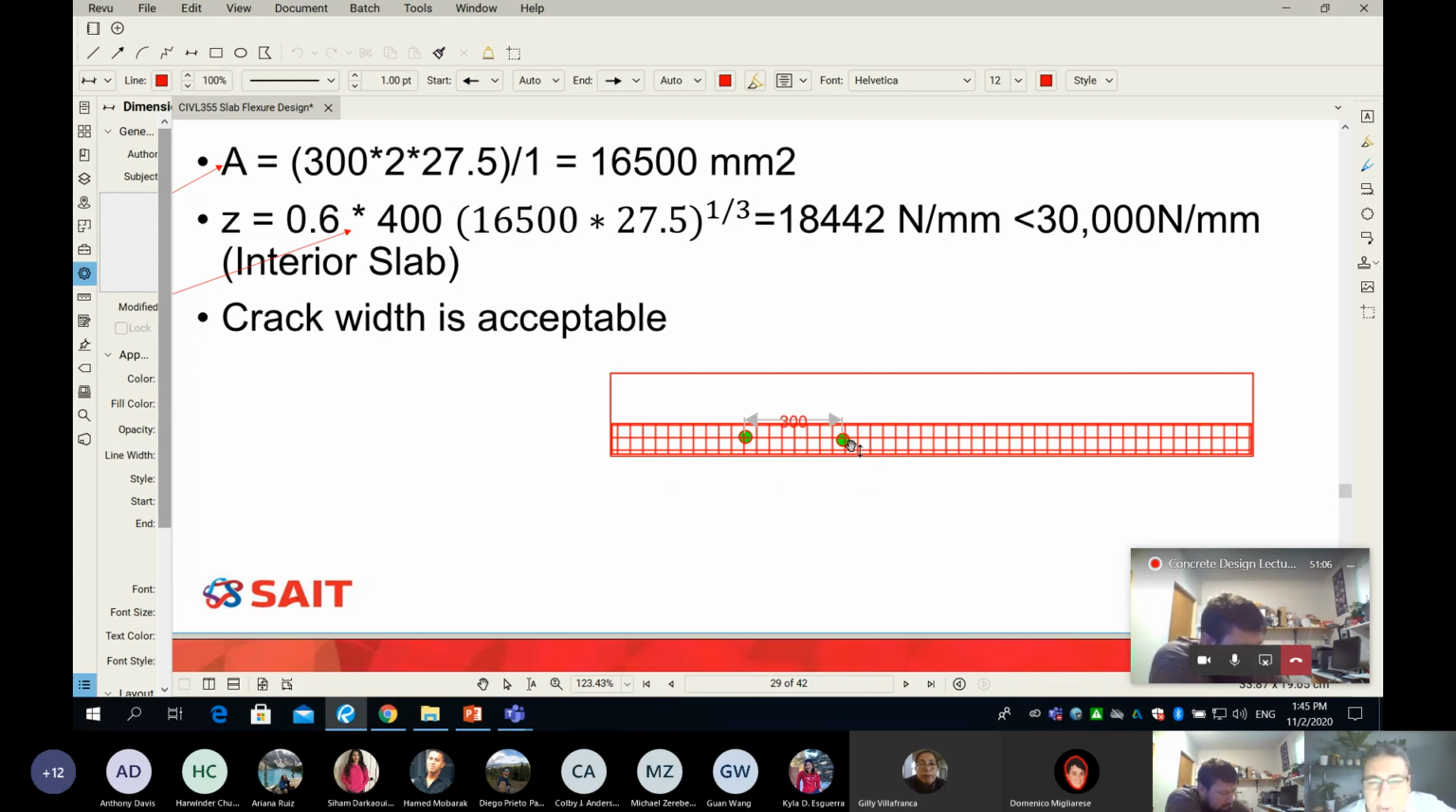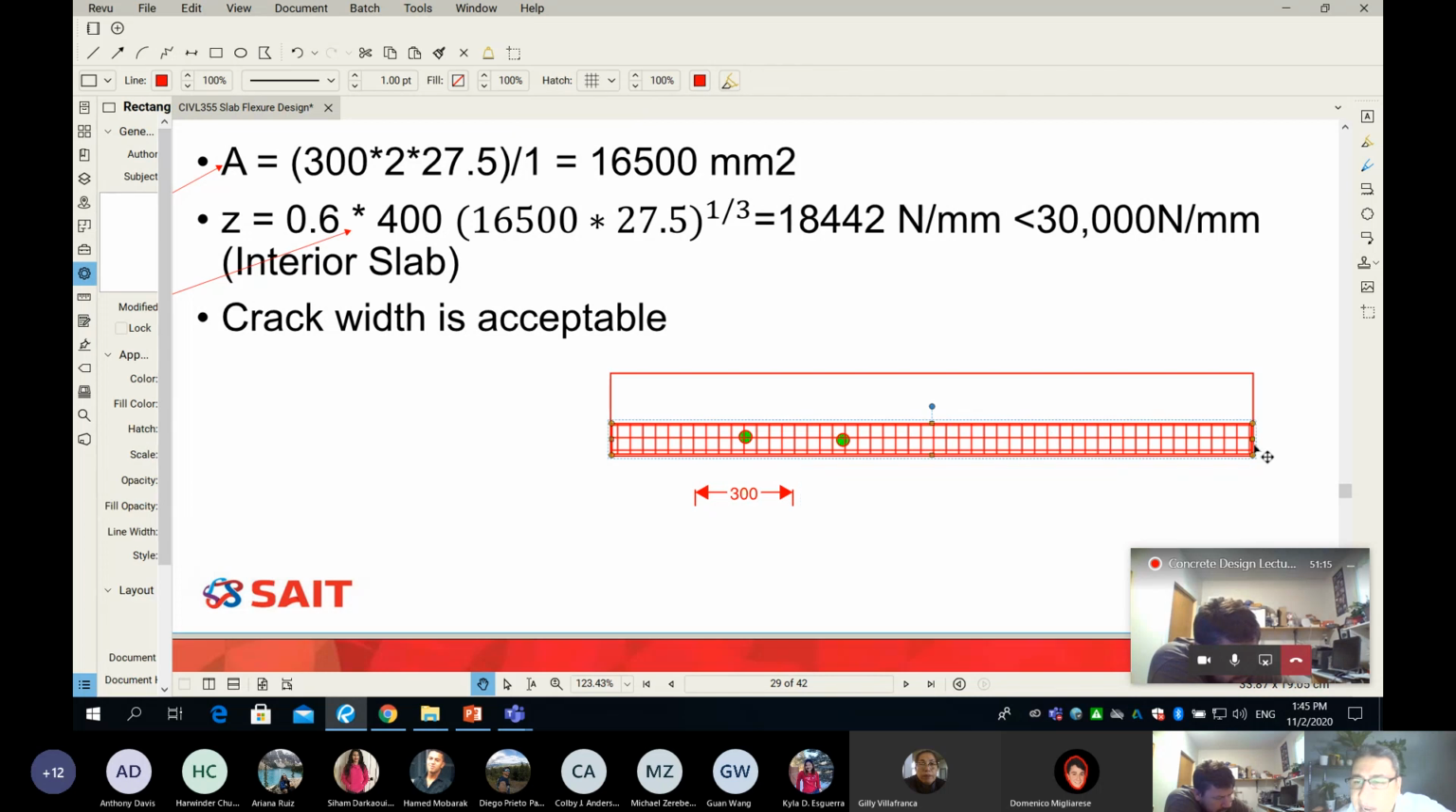300. That's correct. Thank you, Gord. Okay, so that's 300. So why don't you take only one bar? You take from center line to center line like so. That would be your A. So I'm going to take only one bar, which is center line to center line.